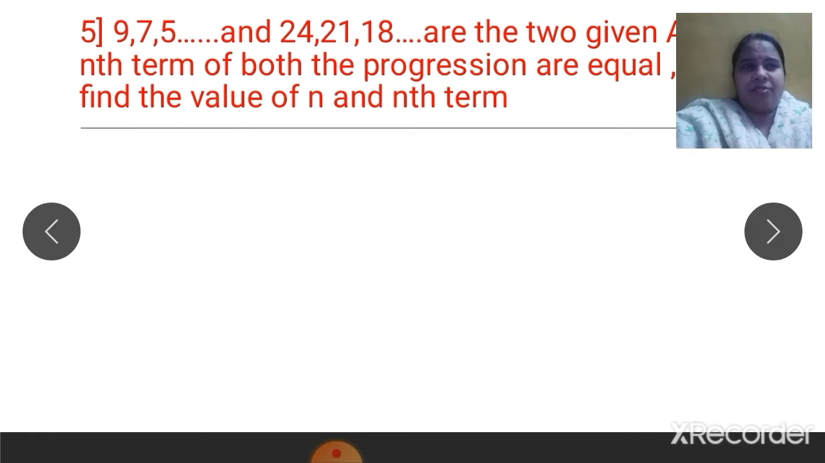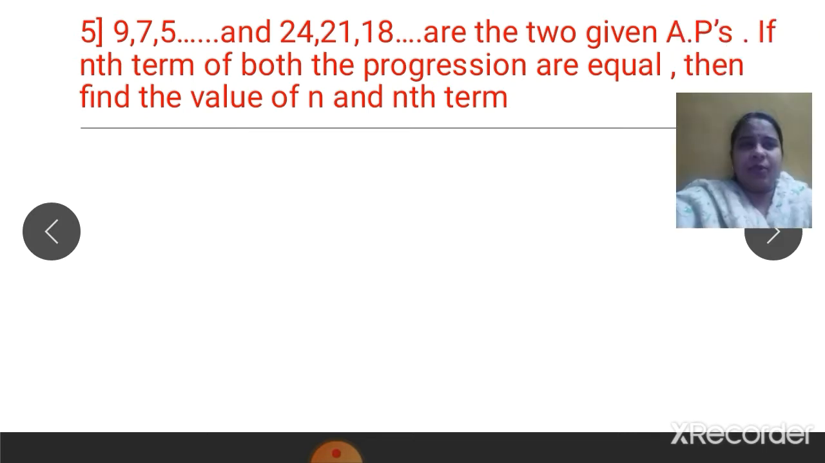Now what do I understand from the first part? That there are two APs given to us. Which are they? 9, 7 and 5 and so on, and 24, 21, 18. This is my first AP and this is my second AP. Then what is told about them? That their nth terms are equal.